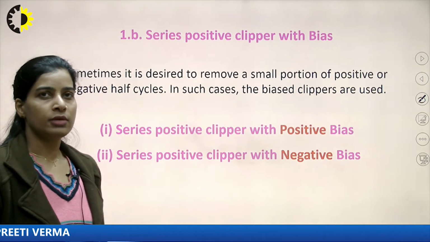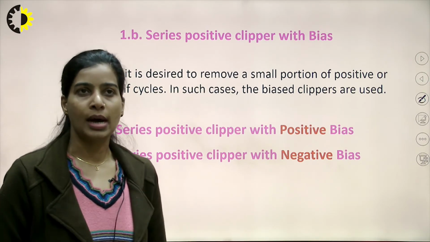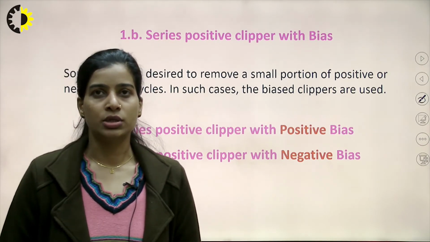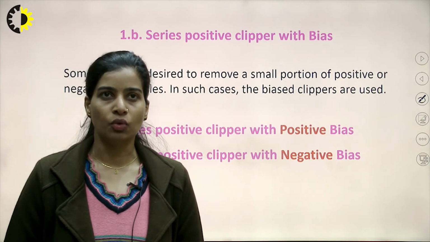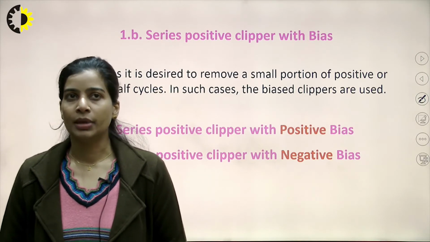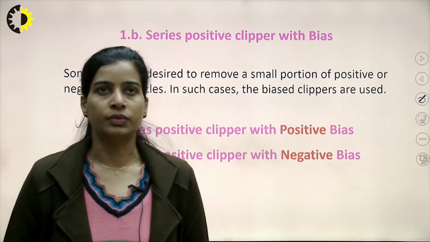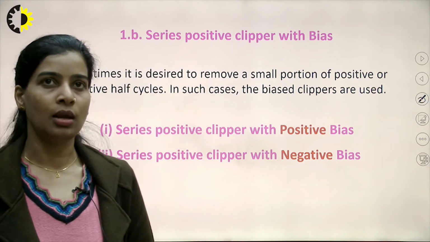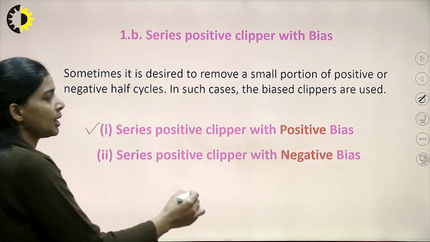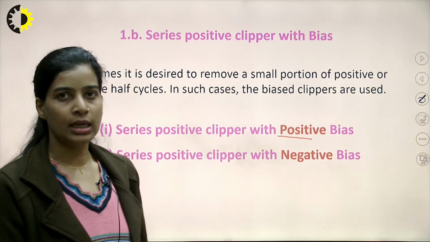Next is the series positive clipper with some biasing voltage. In the previous one we have seen that the complete positive cycle of the input is removed. If we want to design a circuit in which the complete waveform is not clipped off, and we clip only some part of the positive cycle, we use the series positive clipper with positive bias and the series positive clipper with negative bias.